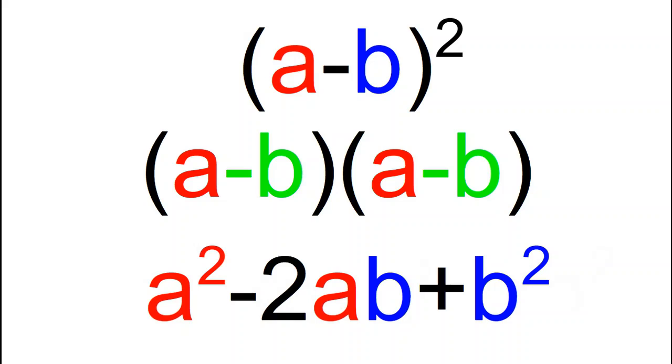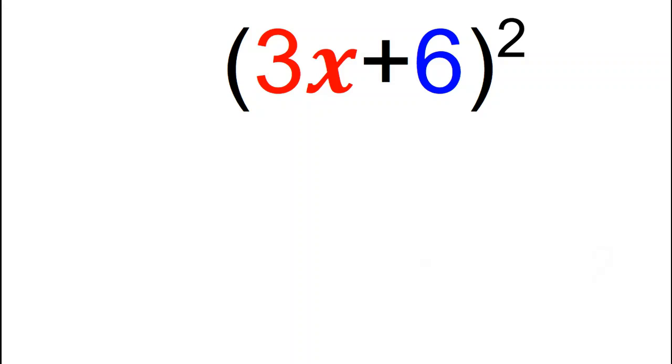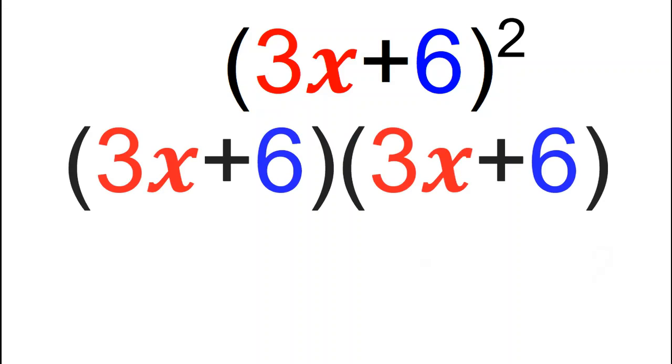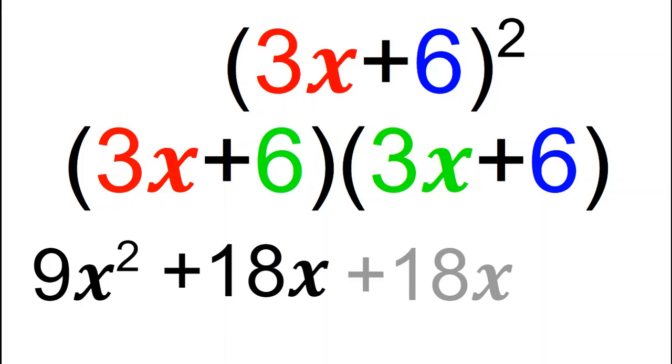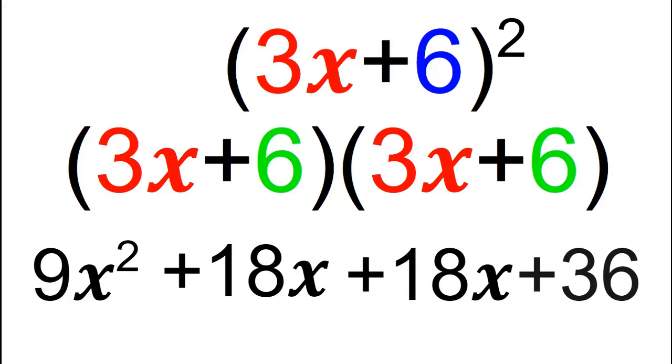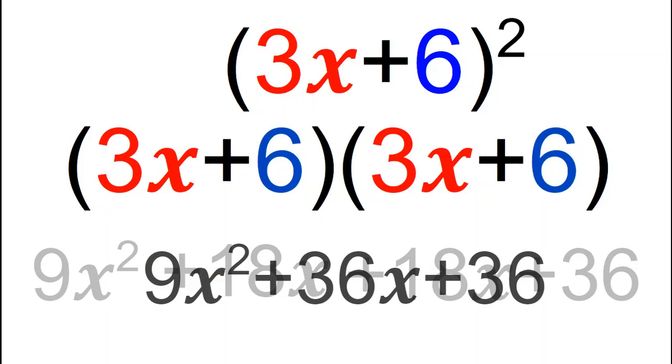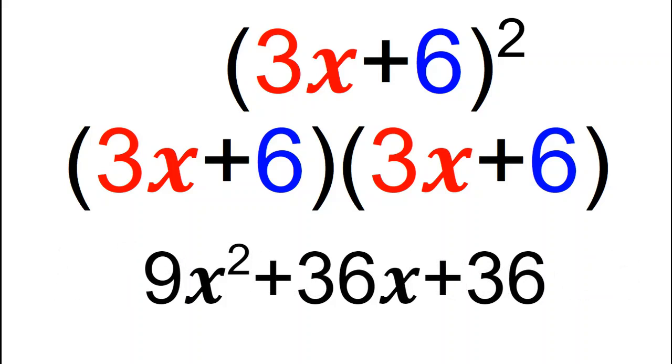Now let's take a look at an example with numbers: (3x + 6)². An approach that you can take is what we've been doing with (a + b)² and (a − b)², where we can multiply it by itself and use the distributive property. Like before, this will give us 9x², 3x times 6 will give us 18x, 6 times 3x will also give us 18x, and 6 times 6 will give us 36. Then we can simplify this and write it as 9x² + 36x + 36. So this is an approach that you can use to solve binomial exponents.